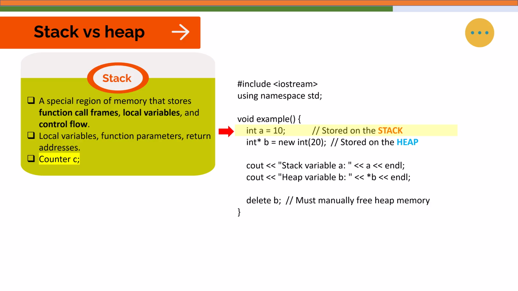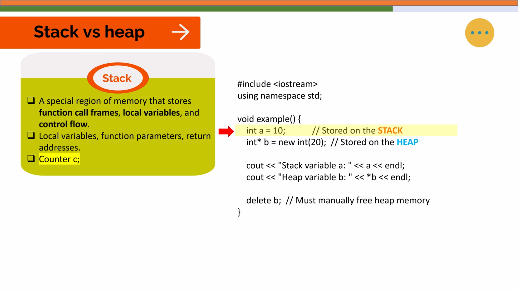If you use too much of it, like creating a huge local array or calling functions too deeply, you will hit stack overflow. When you create an object like counter C inside a function, it is stored on the stack. That means it is created when the function begins and destroyed automatically when the function ends. No need for manual cleanup.